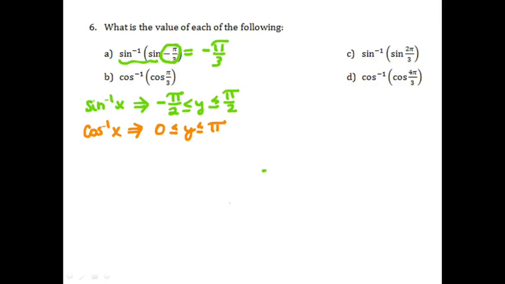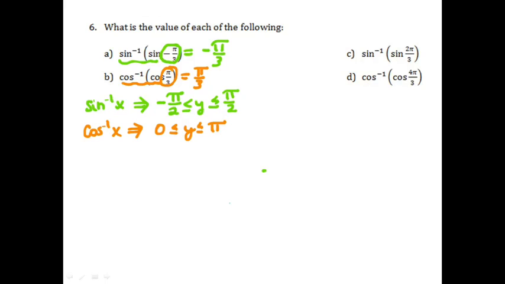All right, this cosine question, inverse cosine and cosine. Again, they're going to undo each other, which should give the output of pi over 3. But let's consider, is pi over 3 an acceptable output for inverse cosine? Well, pi over 3 is between 0 and pi. It is in the range, and so that's going to be the output.